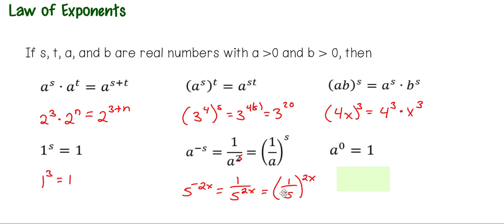A to the 0 power, that's our last law of exponents. So anything taken to the 0 power is always going to equal 1. So 5 to the 0 power equals 1. I could take 8 to the 0 power, it equals 1. I could have x to the 0 power, and it's going to equal 1. It always equals 1.